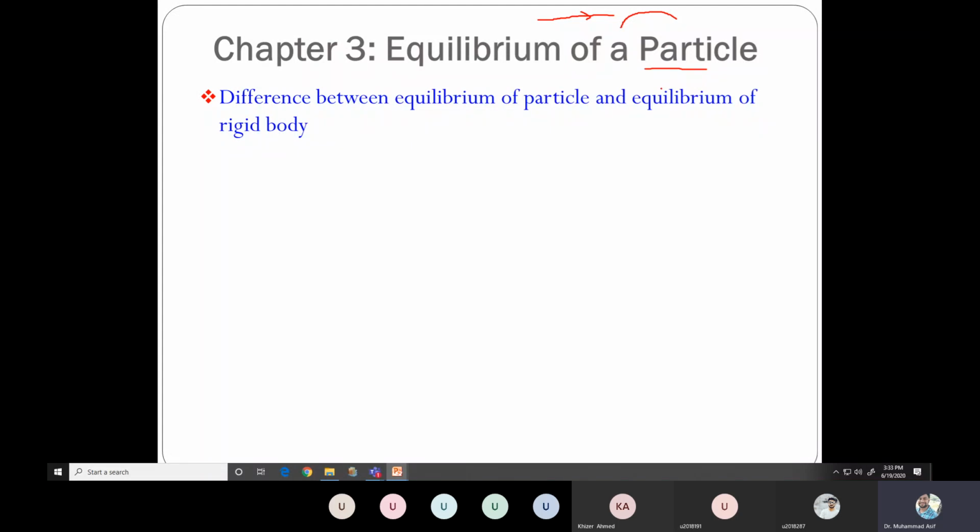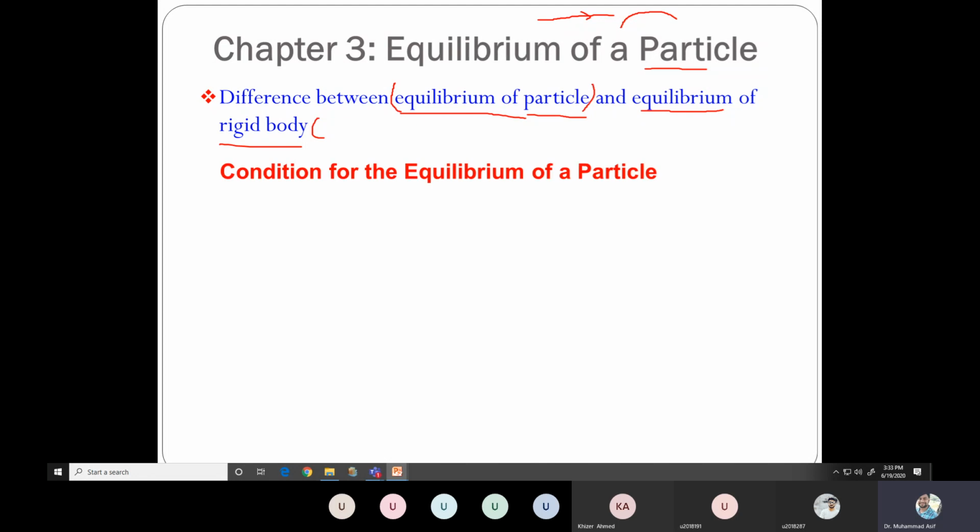I mean, a particle cannot rotate about its own axis, whereas the rigid body. That's why a particle cannot produce any moment. Whereas a rigid body can have, in addition to the translatory motion, a rotary motion. So there will be moment also in case of a rigid body. So that's the main difference between equilibrium of a particle and equilibrium of a rigid body. So in short, in equilibrium of a particle, we'll just consider the forces only, whereas in case of equilibrium of a rigid body, both forces as well as moment will be considered.